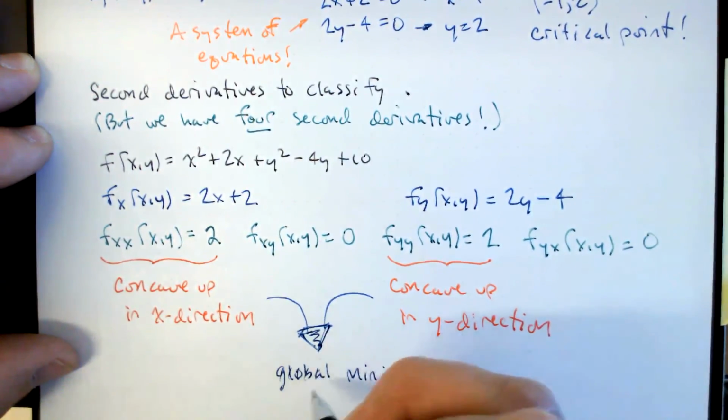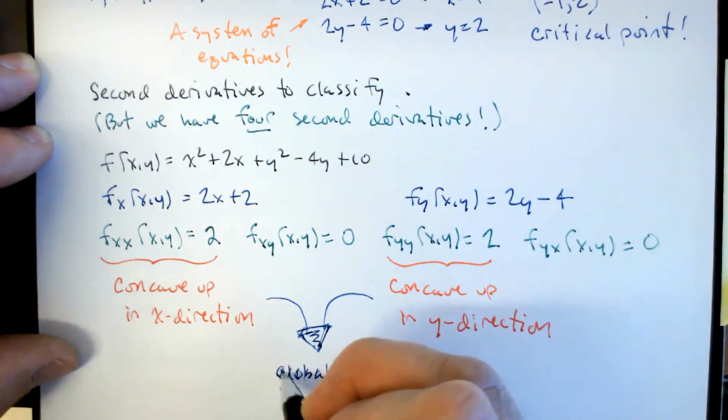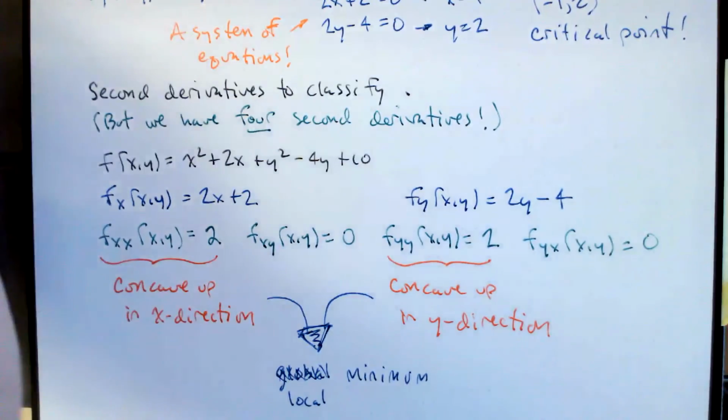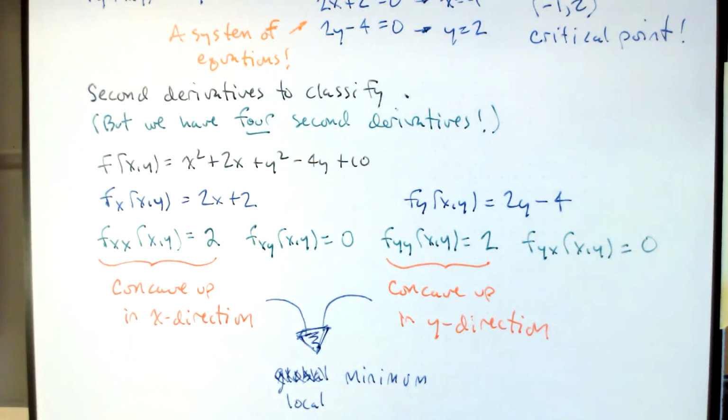Actually, they're suggesting a local minimum. We're introducing facts that are not in evidence. Those two things together, concave up in the x direction and concave up in the y direction, indicate that we're looking at a local minimum. And we know from the geometry that this is the global minimum. It wasn't about doing a calculation. It was about seeing how the calculation ties to what we already know is going on in the function.